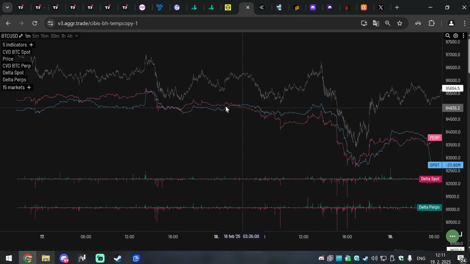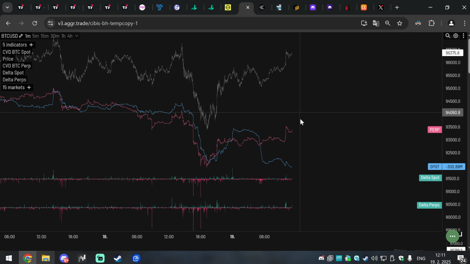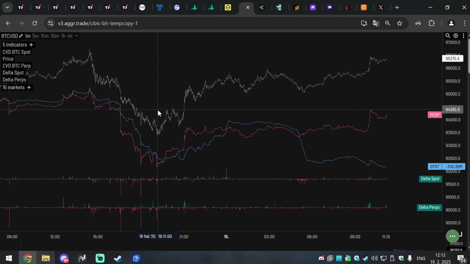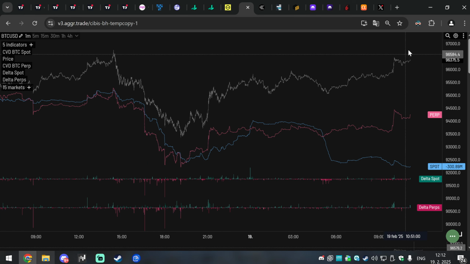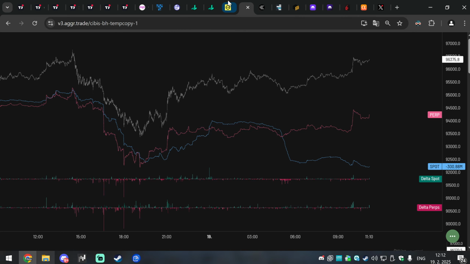In the past, when we were falling down, I was seeing very little bull CVD. Okay, so this is a big change of character for you. That's what you want to see. If you are long here, you want to see this bull CVD, and now such setups are actually guiding price higher. So absolutely beautiful. Back to spot market.